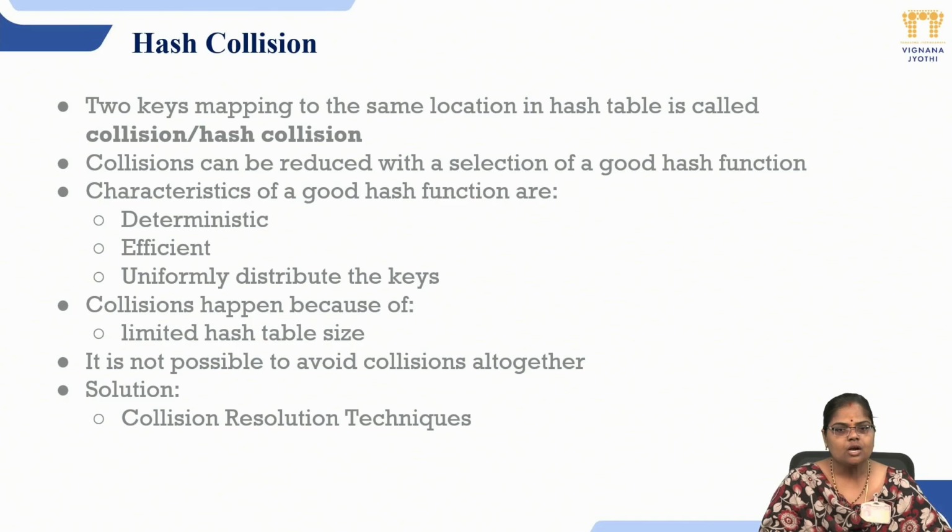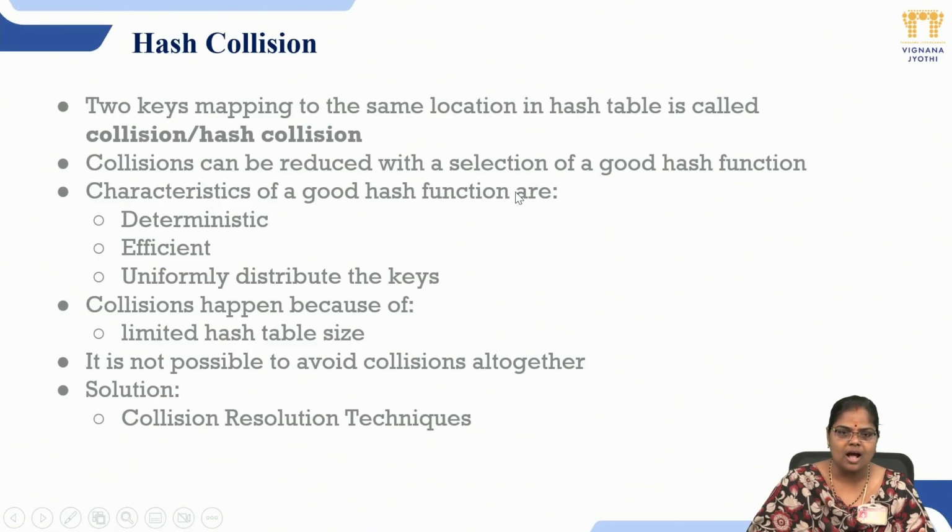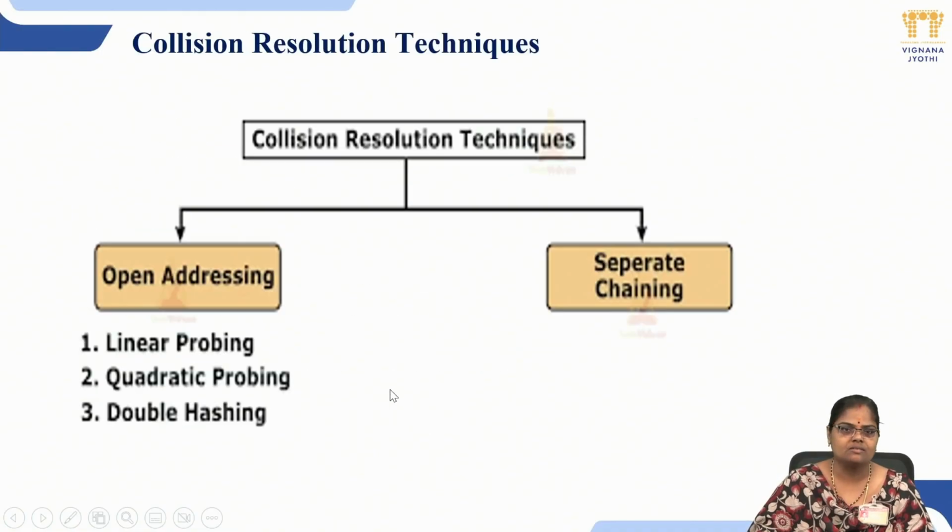Collisions happen because of a limited hash table size, even if you select a good hash function. Which means that collisions cannot be avoided. It is not possible to avoid collisions altogether in hashing. The best solution for that is, how do we resolve it? How do we handle it? For that, we take up hash collision resolution techniques, which will be discussed next.